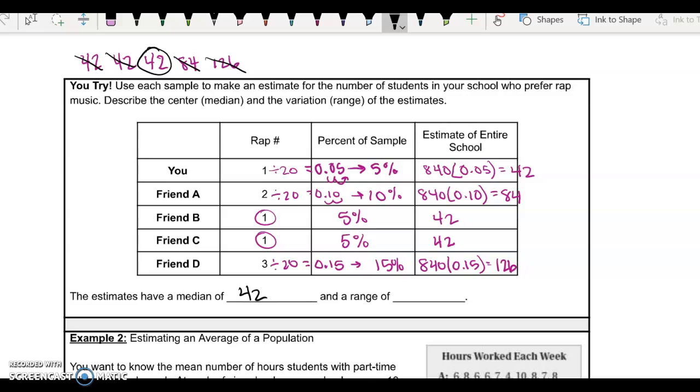And to find the range, we do our largest number minus our smallest number. So that gives us 84. So that means that our data, our variation, is between 84 numbers. So from our smallest number to our largest number, there's 84 numbers in between there. And our median is 42. If it asks you about the mode, we would also know that our mode is 42, and that's because 42 occurs the most.